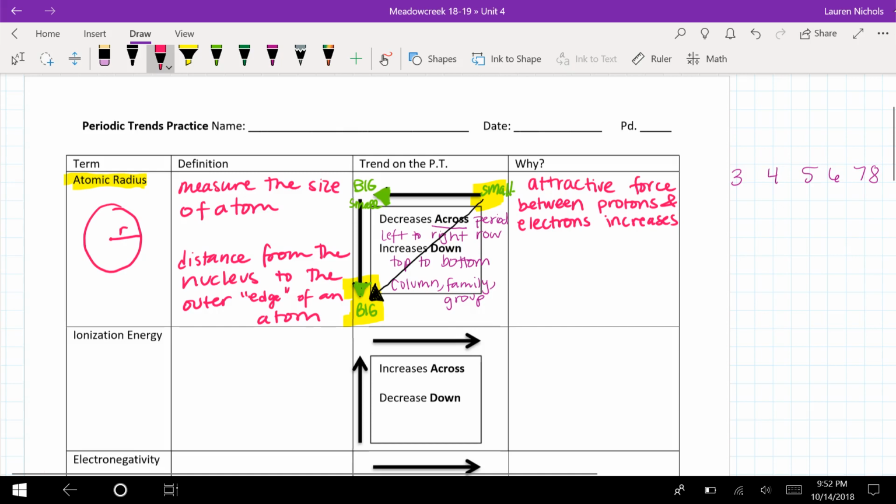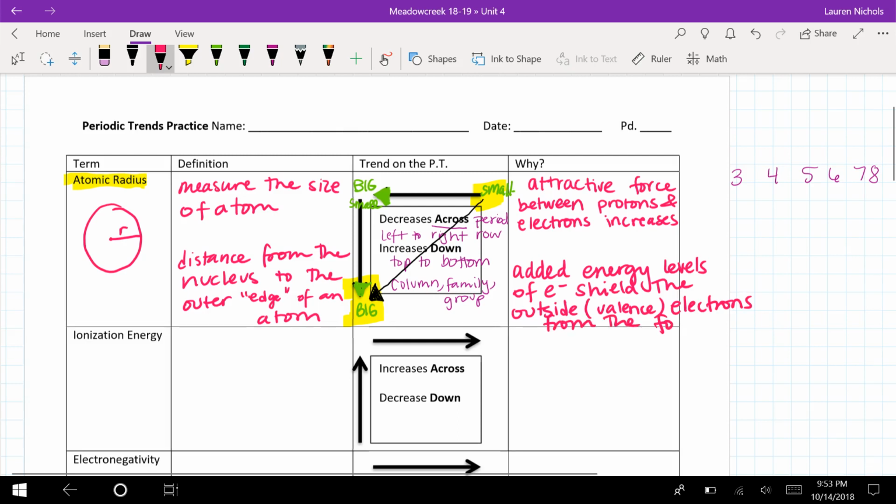It is because the added energy levels of electrons shield the outside or valence electrons from the force. And that force, I'm not talking about Star Wars, I'm talking about that force between the protons and electrons.